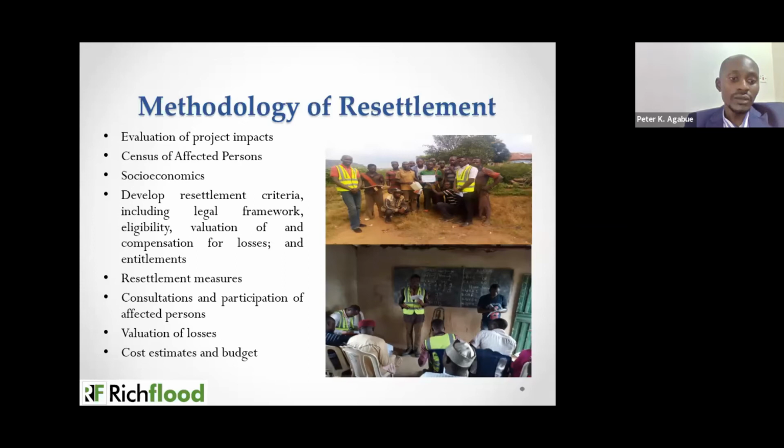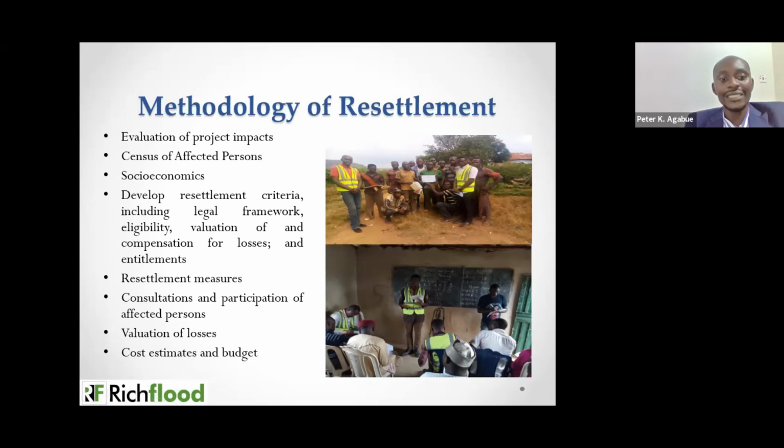A detailed budget is very important, finally, under the essential components of RAP. A detailed budget is important because it captures the inventory of all affected assets and provides the basis for estimating the compensation and assistance costs. What is the methodology of resettlements?